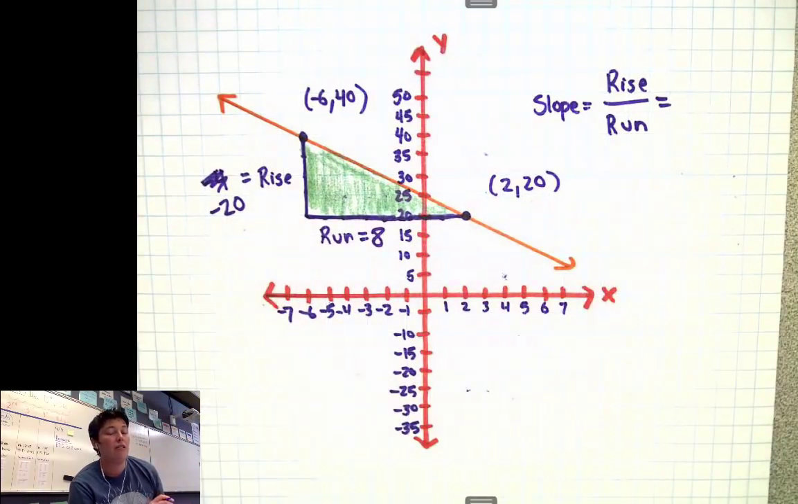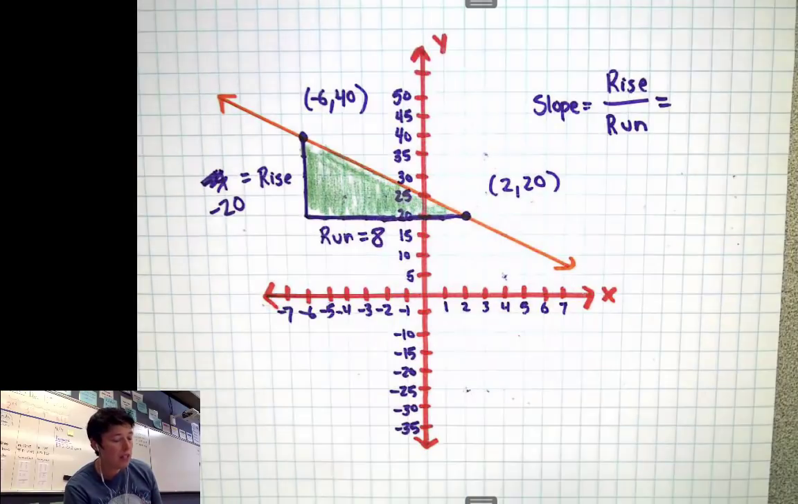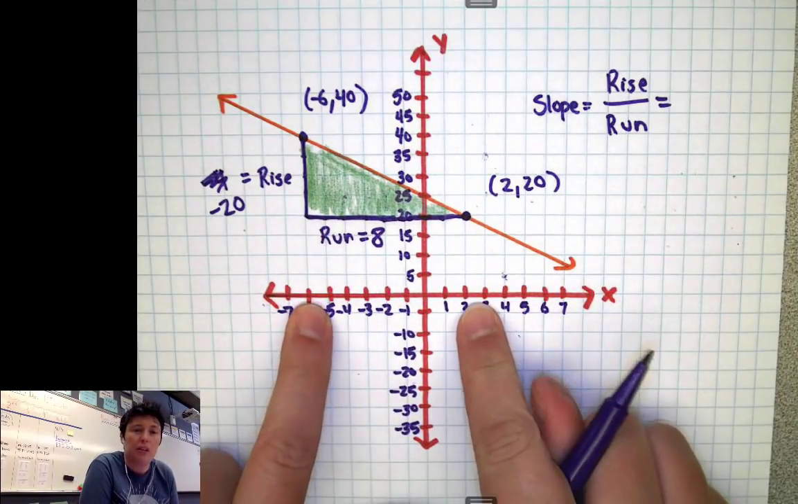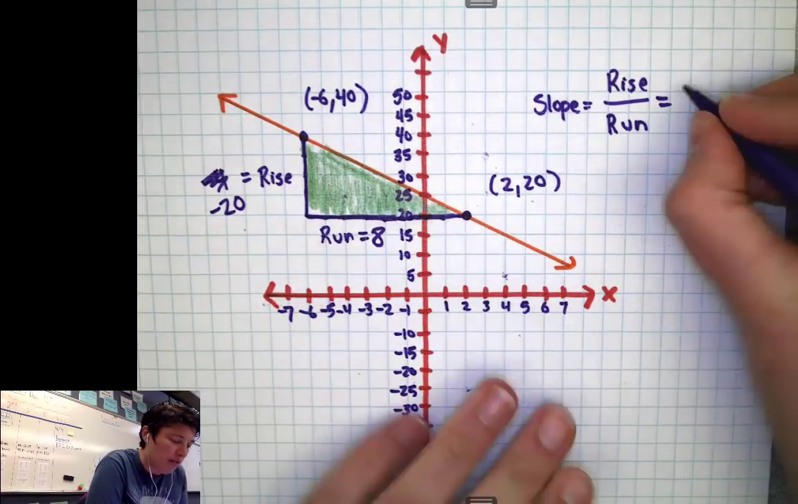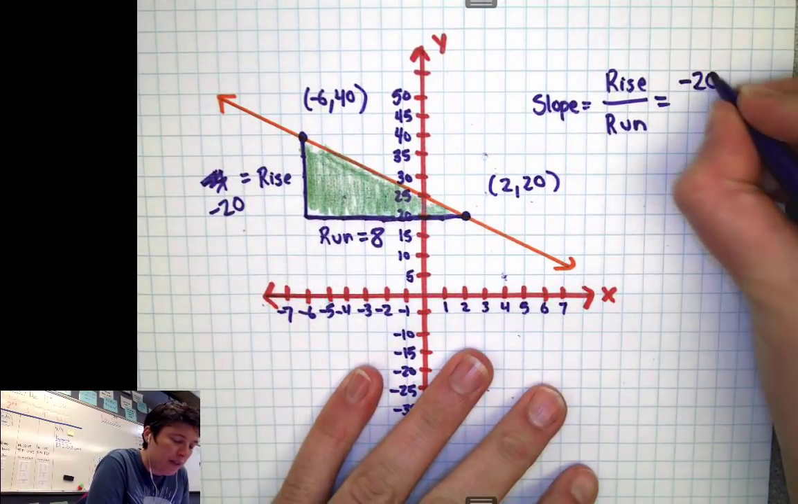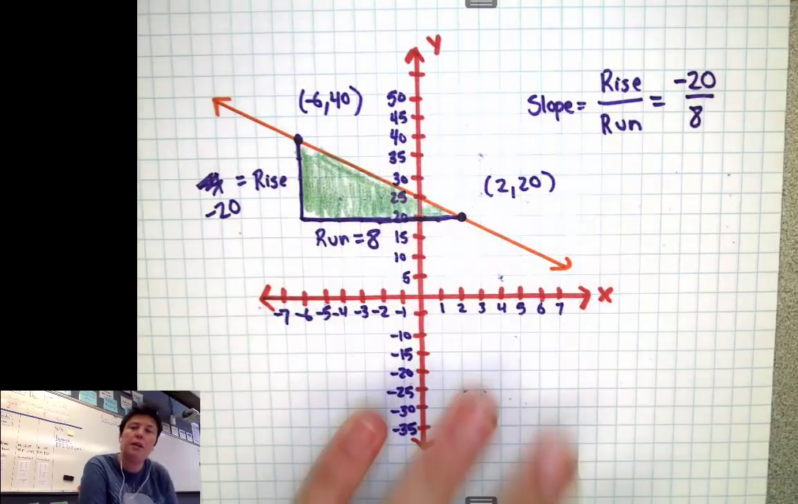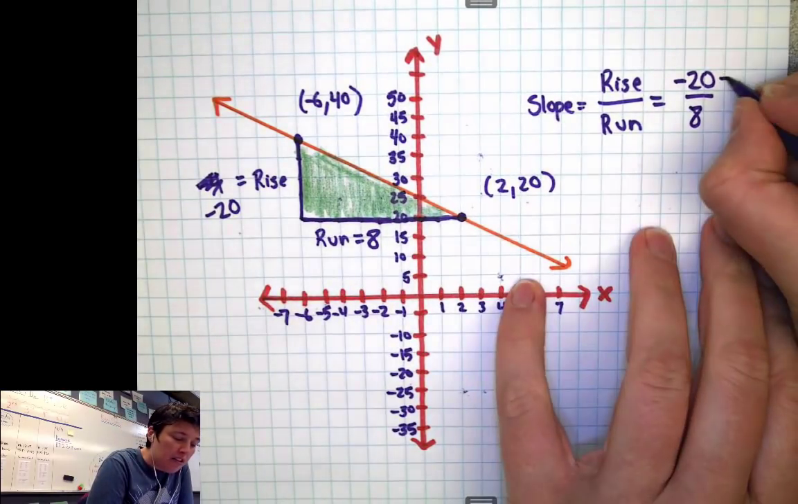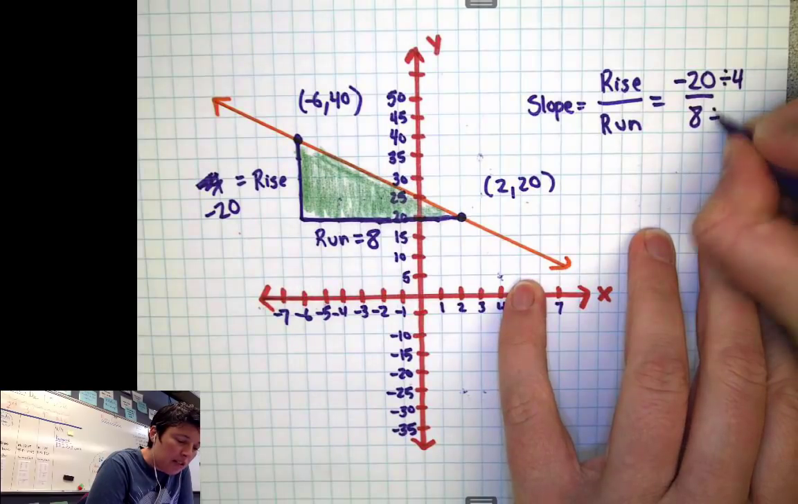But I'm not going to count 5, 10, 15, 20, because if I go down, the units on the x-axis were counted in ones. So here's what we get. Our rise and run is -20, down 20 over 8. And I know 20 doesn't divide by 8, but I could simplify. I could divide this by 4, I think, to make this a little nicer.